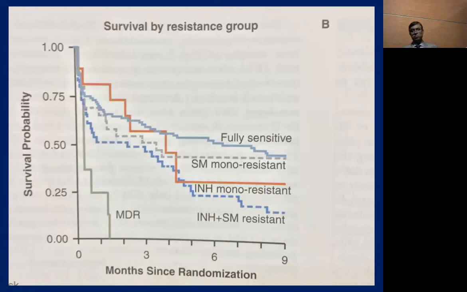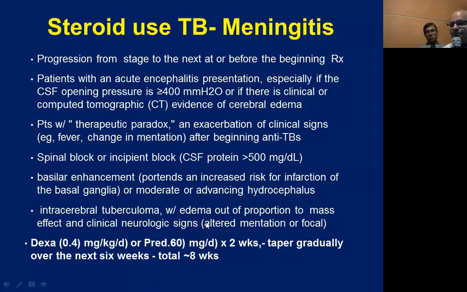And survival depends on that resistance. If you look at this slide, you see that a patient with a fully sensitive TB has a better chance of survival than a patient that has, for example, mono-resistance to streptomycin or INH or both. Steroid use: we like to use steroids in the CNS to decrease the inflammatory component of the illness. There's the infection and then the inflammation. I'm not going to go through this, but we almost always use steroids treating TB meningitis.